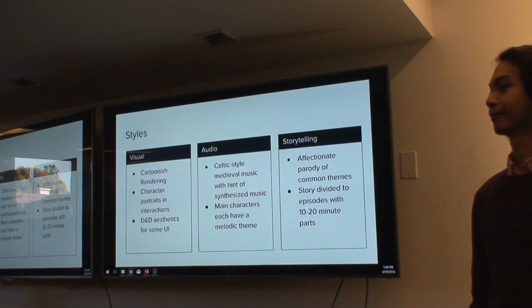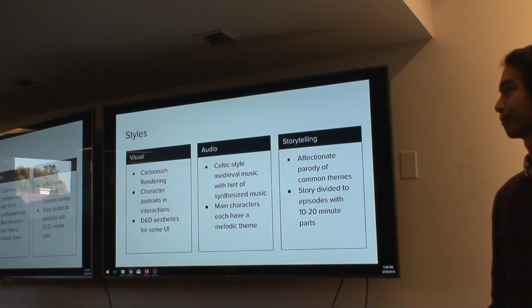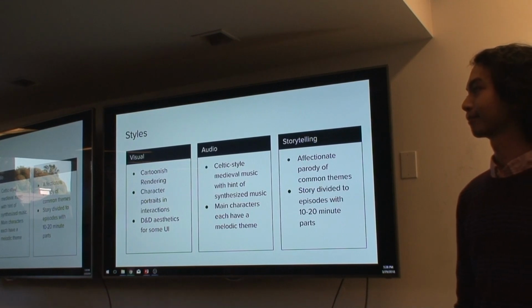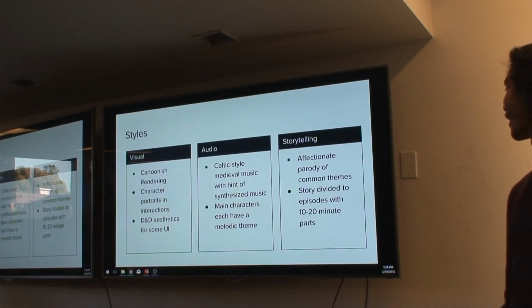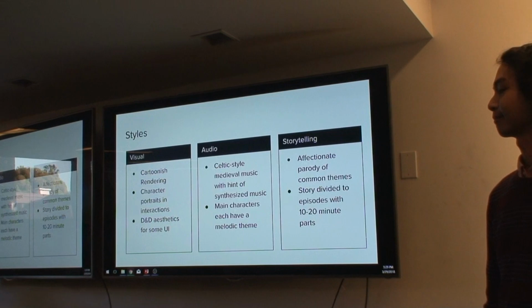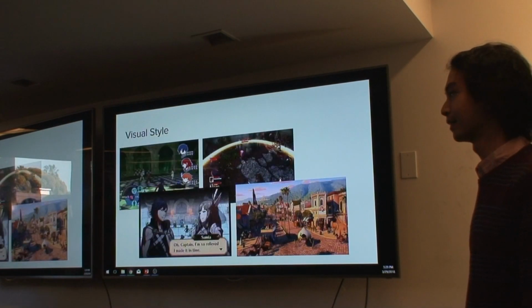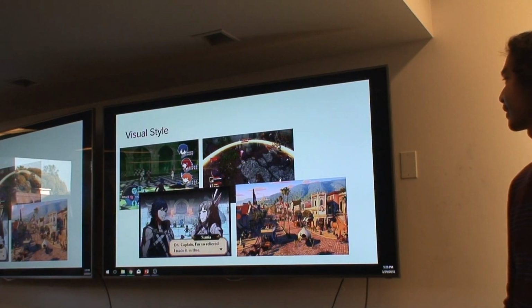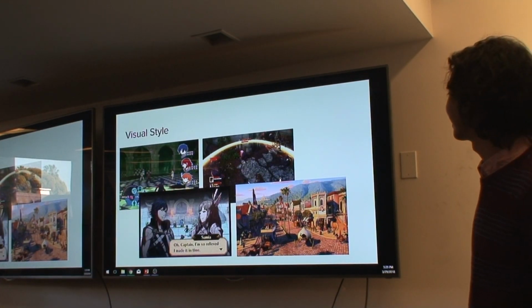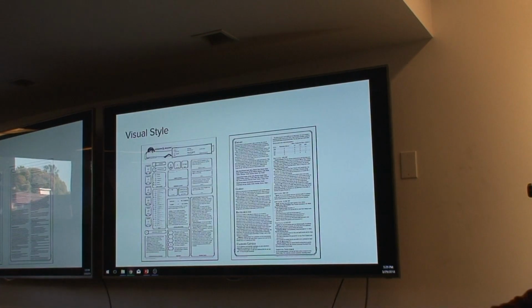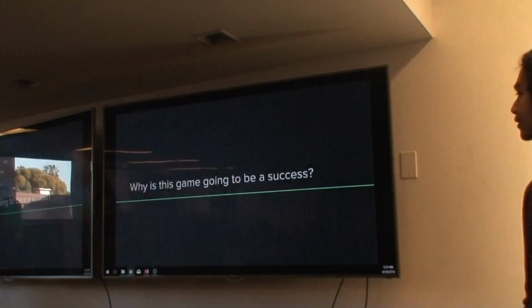Our storytelling, well, that's what the main key is about. It is an affectionate parody of common themes. It is breaking of tropes. It's breaking the fourth wall and breaking the fifth, sixth, seventh wall. The story will also be episodic, which means we'll divide it into 10 to 20-minute parts. So here are some examples of the visual style we're going for, as shown by some media that influenced our work, and the character sheet in Dungeons & Dragons.